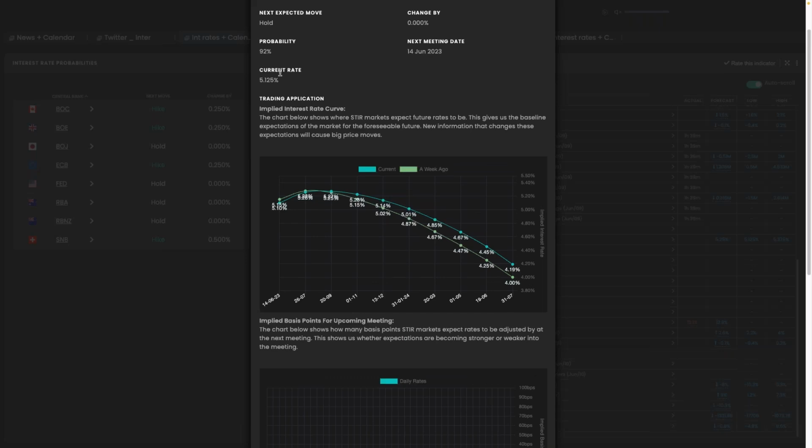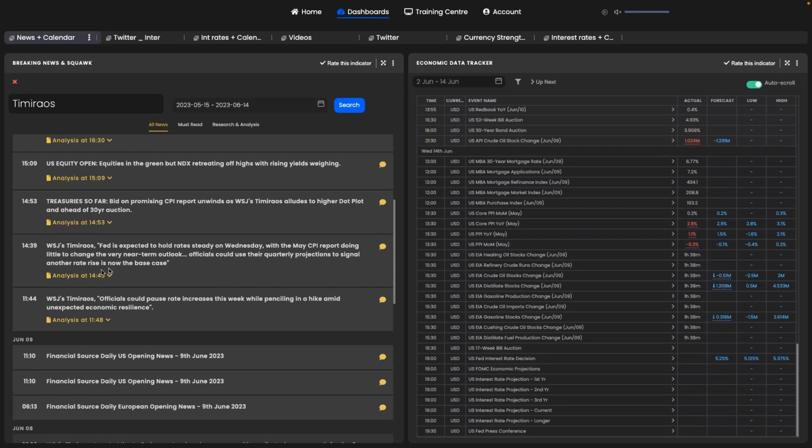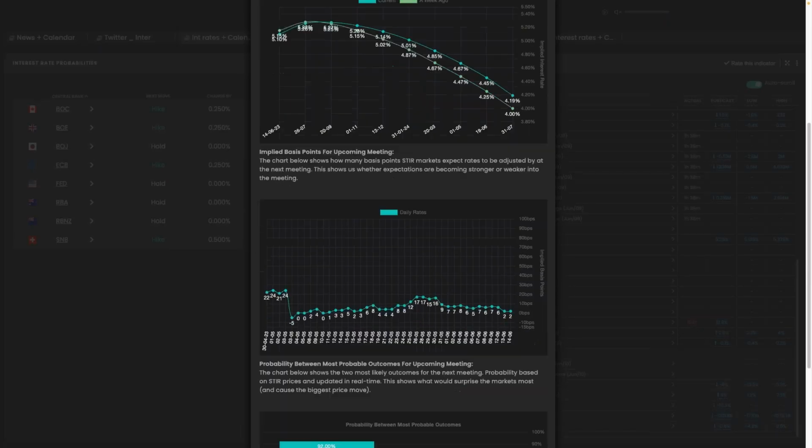I couldn't tell how the market would react to that. It would be too tricky. I could see the market doing anything to it, but it wouldn't be clear. I wouldn't feel my edge anywhere there. So that would be just like, okay, interesting, let's see what happens. But short-term interest rate markets are kind of saying that already. The Fed have been more aggressive anyway, and Tim Rayos has set market expectations already by saying officials could use their quarterly projections to signal another rate rise as now the base case. So that's kind of what's expected, and not really tradable.